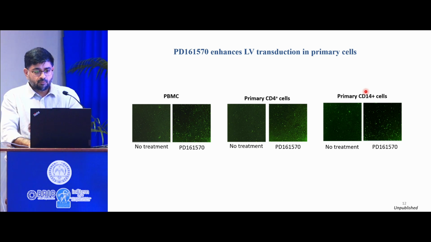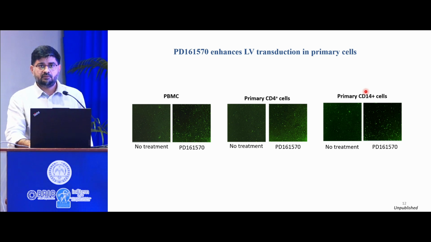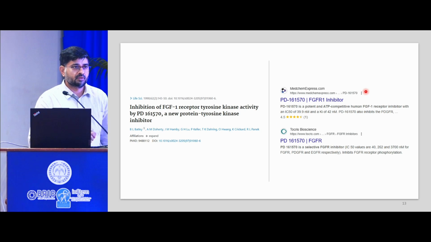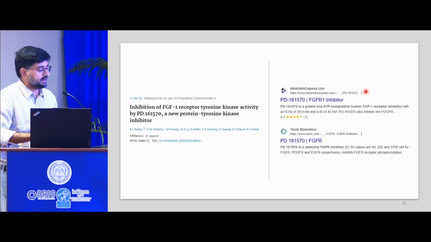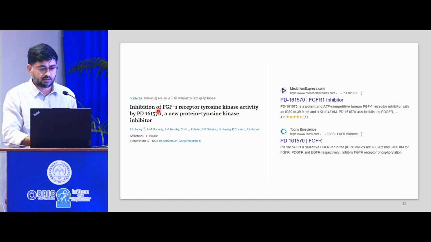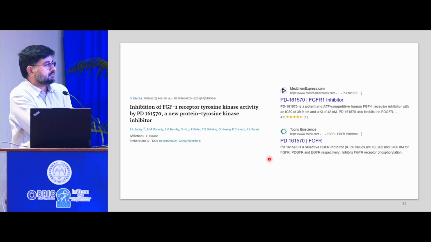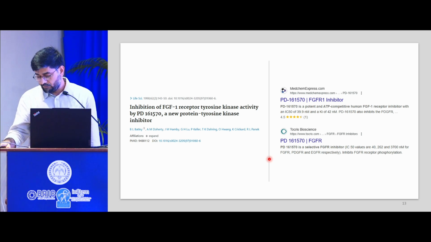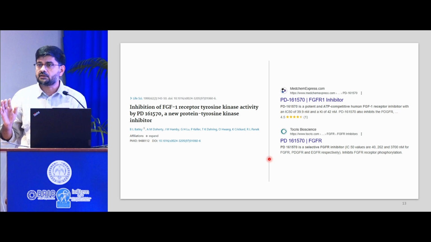What we were more curious about is the mechanism by which this compound is working. If you go back to the literature, you find that this compound is known as an FGFR1 kinase inhibitor, and several companies sell it commercially as an FGFR1 inhibitor. So we were very much convinced that FGFR1 is our target.